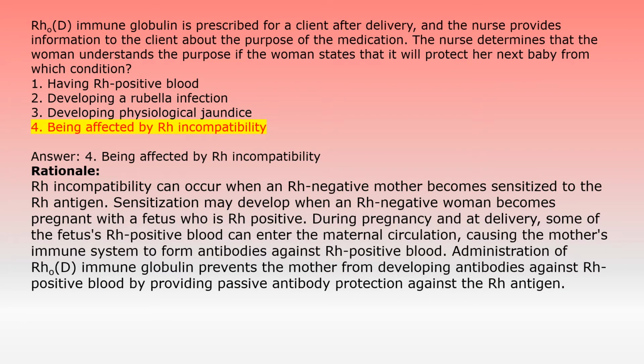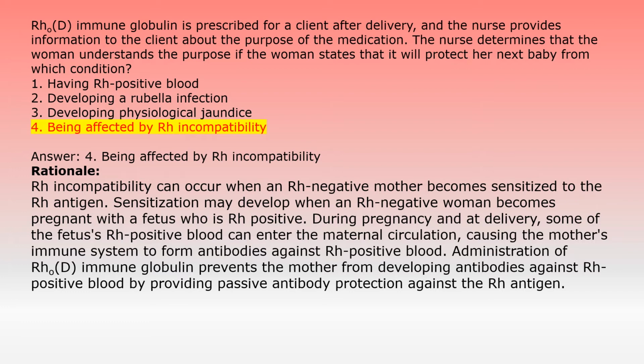Answer. 4. Being affected by Rh incompatibility. Rationale. Rh incompatibility can occur when an Rh-negative mother becomes sensitized to the Rh antigen. Sensitization may develop when an Rh-negative woman becomes pregnant with a fetus who is Rh-positive.